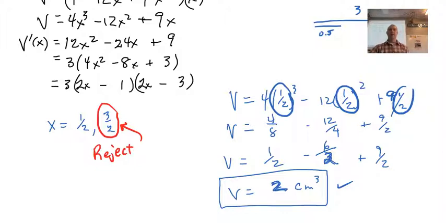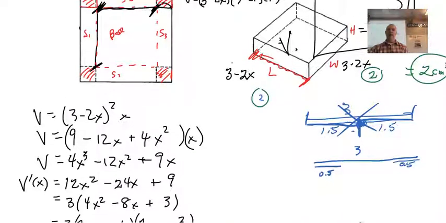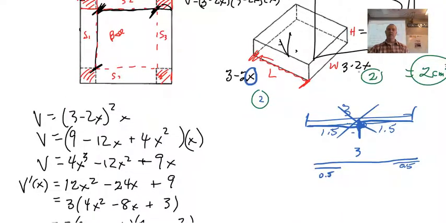If it asked for the dimensions, then what you'd have to do, since we're rejecting this one, is take 1/2 and put 1/2 in for x in each of these, and you could figure out the dimensions. So the dimension here is 1/2, the dimension here is 2, the dimension here is 2. So it's 2 by 2 by 1/2. Those are the dimensions of that box. Got it? Yes?